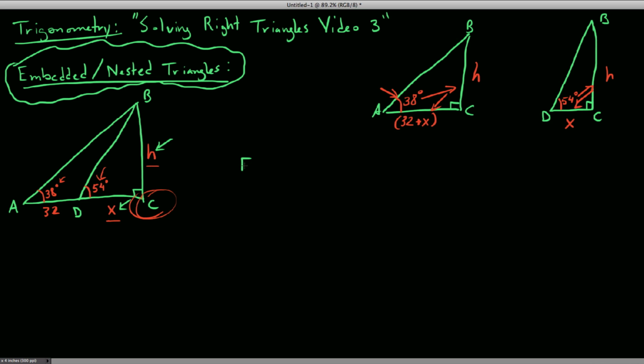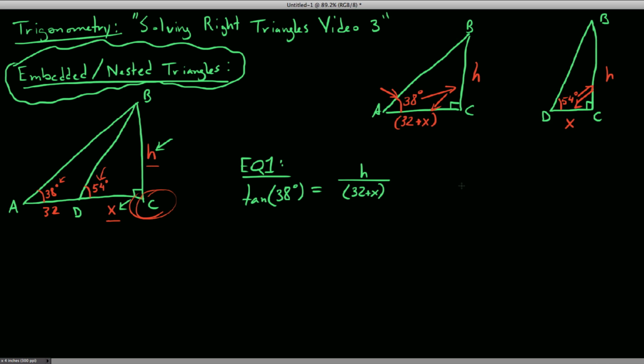So we'll start with EQ1. I'm just writing this because it's good organization. Let's look at triangle ABC first. We know the tangent of the 38-degree angle would be its opposite side, h, over 32 plus x. Knowing that tangent of 38 degrees just represents a number, we've already set up a relationship between h and x.